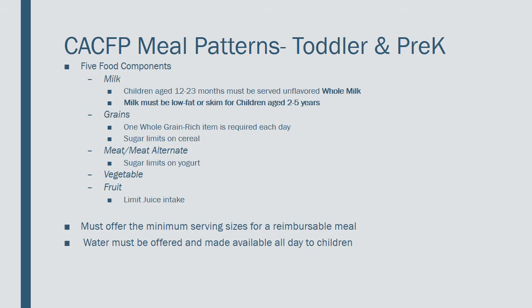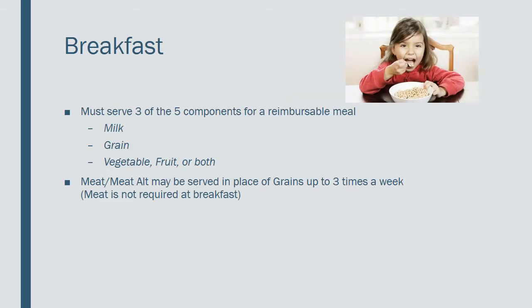Each child must be served all of the components in the correct portion sizes to count as a creditable meal. And we also want to make sure that we have water offered and available throughout the entirety of the day for all children. Breakfast. For breakfast, we must serve 3 out of the 5 components to the children: milk, grain, and a veggie/fruit. We can also substitute a meat alternate for the grain component up to 3 times a week.